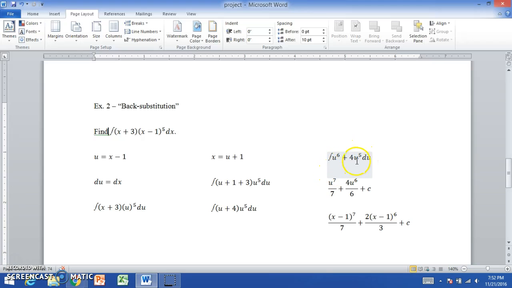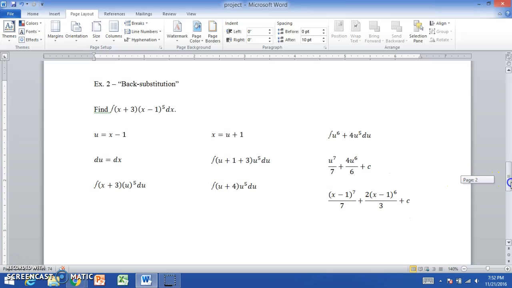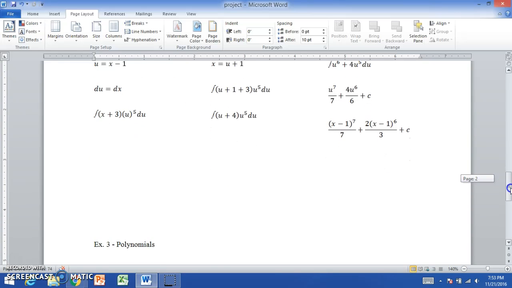And now we have all the variables that we can antidifferentiate. Then we find the antiderivative of the function, which changes to u to the power of 7 divided by 7 plus 4 times u to the power of 6 over 6 plus c, always putting the c in at the end. And then after that, we go back to see what our u substitution was, which is x minus 1. Our final answer would be x minus 1 to the power of 7 over 7 plus, and then simplified into its simplest form, 2 times x minus 1 to the power of 6 over 3 plus c. So that is the back substitution method, as I call it, for this specific problem.